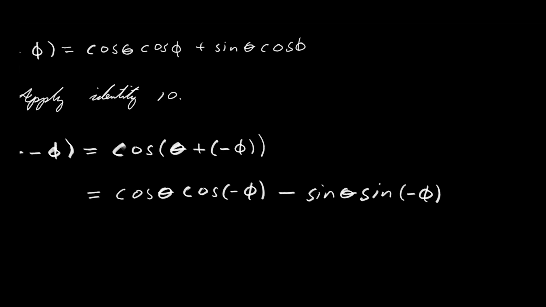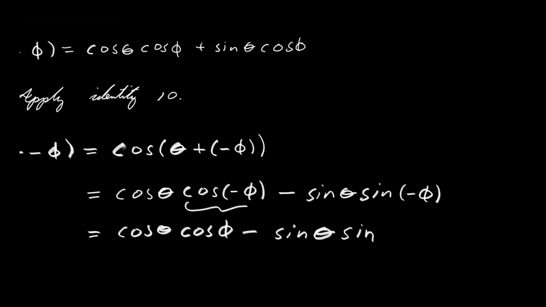So let's apply them. This would be equal to the cosine of theta. Well, the cosine of negative phi is just the cosine of positive phi. That's trigonometric identity 2. And when we are taking the sine of theta times the sine of negative phi, well, that's the same as taking the sine of positive phi, but putting a negative sign out the front. So if we put that negative sign out the front, we would have two negative signs, right? A double negative is just a positive. And this is trigonometric identity 12. That's what it says.